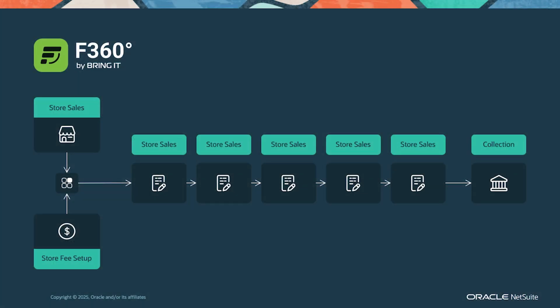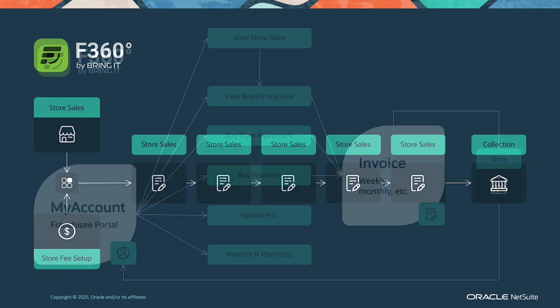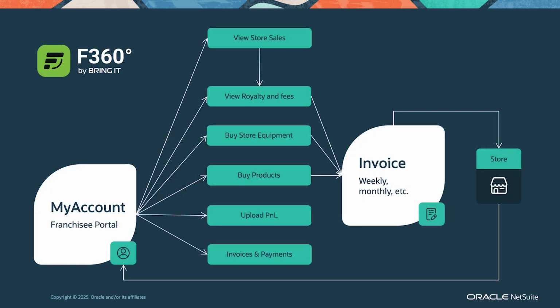A franchisee runs 5 locations. Every day, their point of sale data syncs into NetSuite. Franchise 360 takes that data, calculates the royalty, and then advertising fees based upon the rules, generates the invoice, and notifies the franchisee through the portal. The franchisee logs in, sees the invoice details, confirms the numbers, and then initiates a payment.